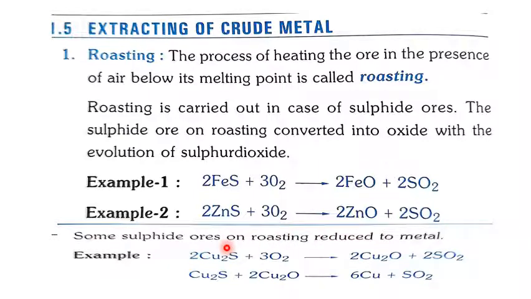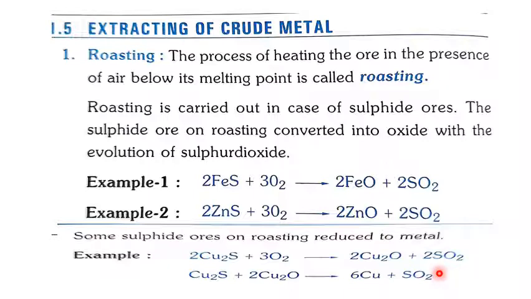Some sulfide ores on roasting are reduced to metal. Suppose you take copper sulfide. On roasting, first it is converted to copper oxide and sulfur dioxide is evolved. After that, the copper sulfide reacts with the copper oxide and converts to copper, and here also sulfur dioxide is evolved.